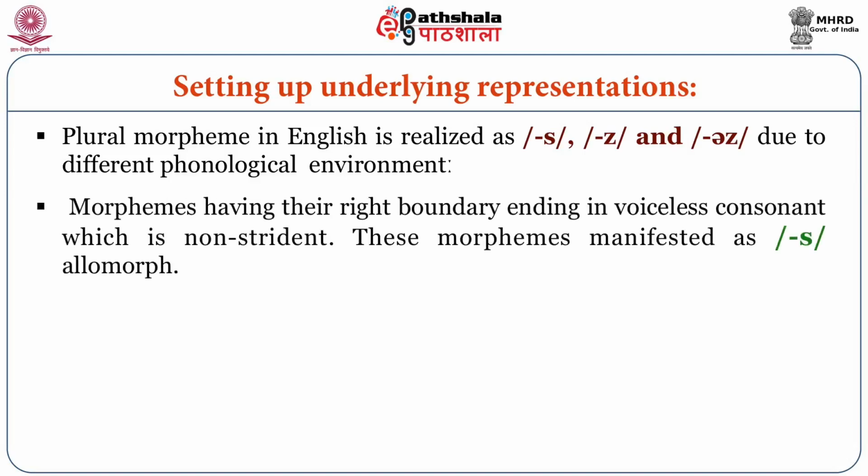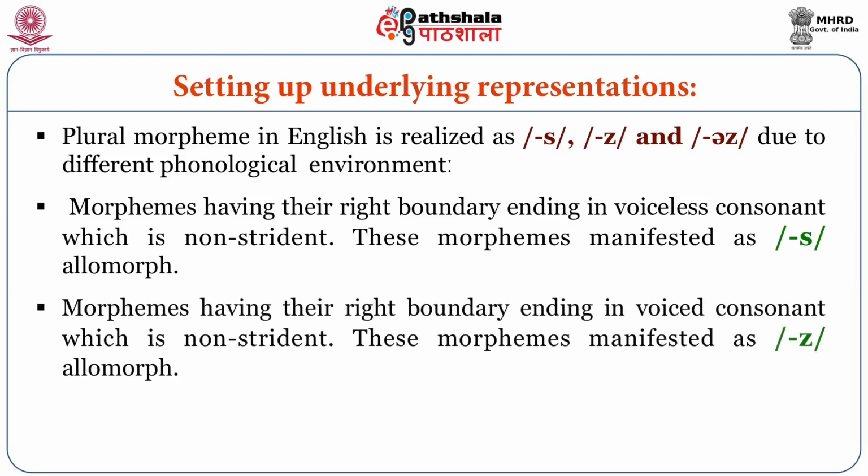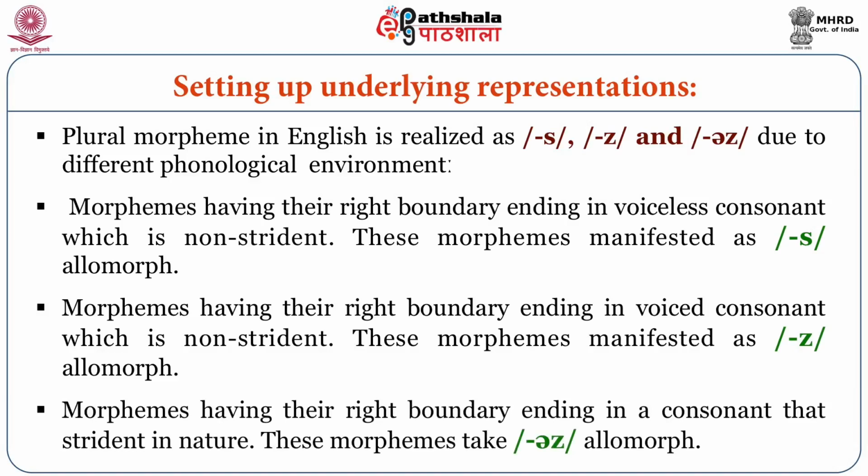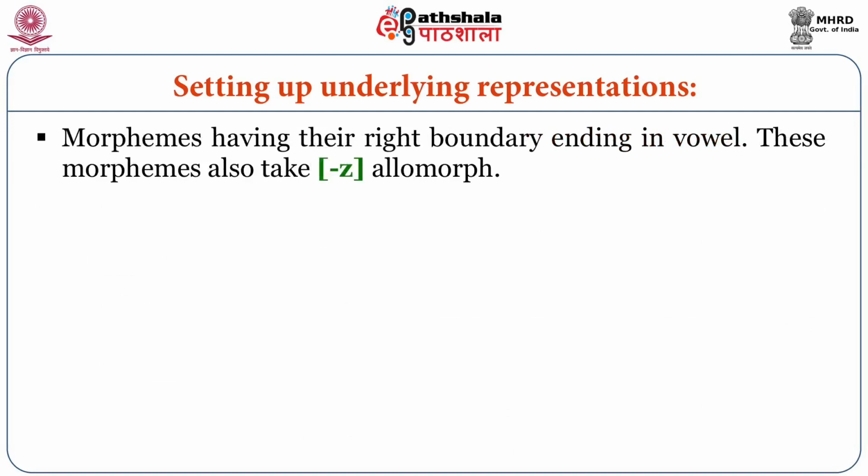Morphemes having their right boundary ending in a voiceless consonant which is non-strident, these morphemes are manifested as the s allomorph. Morphemes having their right boundary ending in a voiced consonant which is non-strident, these morphemes are manifested as the z allomorph. Morphemes having their right boundary ending in a consonant that is strident in nature, these morphemes take the is allomorph. Morphemes having their right boundary ending in a vowel also take the z allomorph.